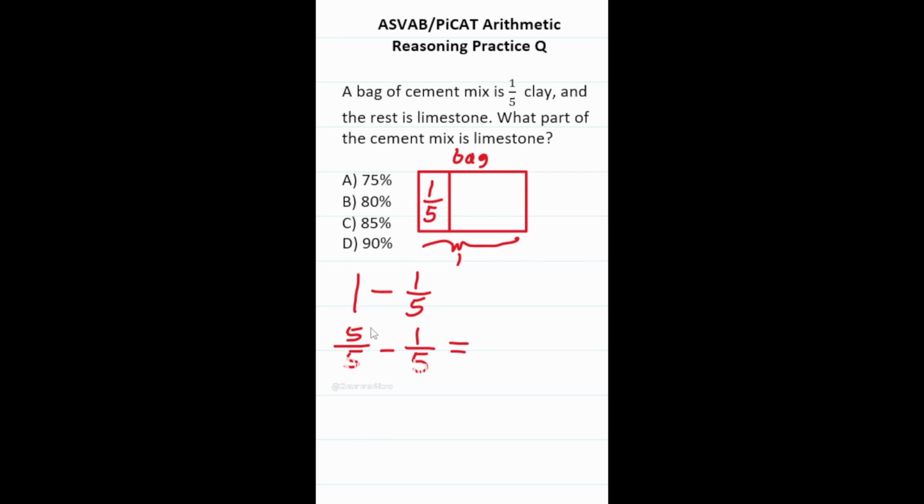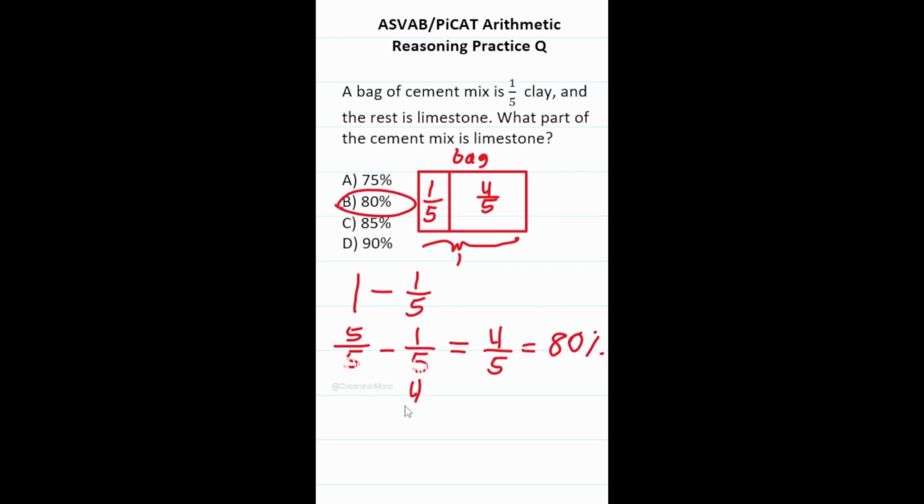And now we can do the subtraction. 5 minus 1 is 4. So we know 4/5 of the bag is going to be limestone. We got to convert that to percent. Some of you know right away that 4/5 is the equivalent of 80%, which is going to be B.